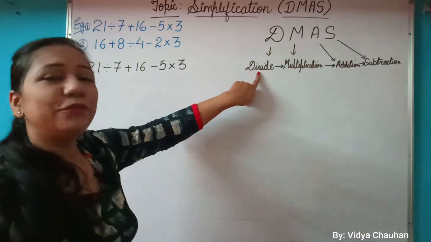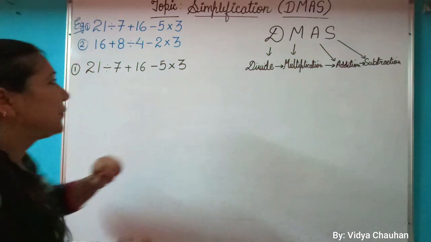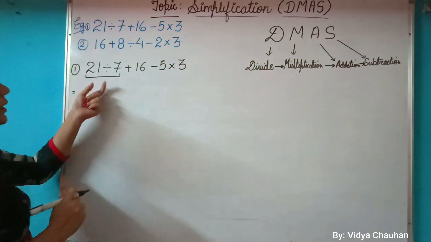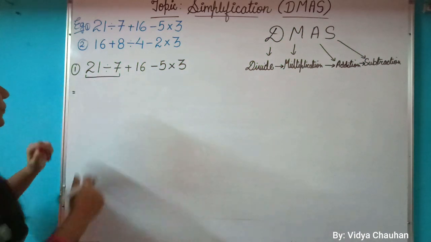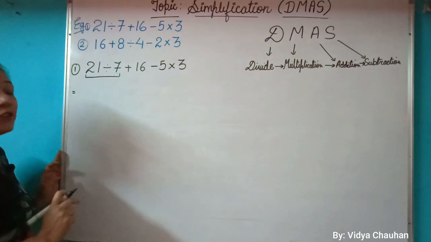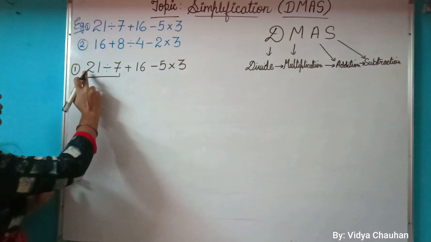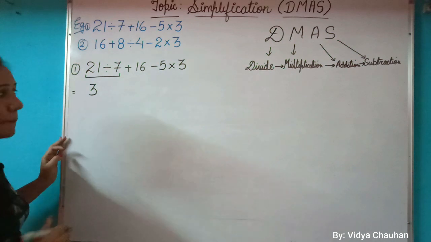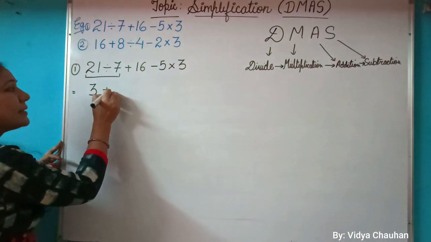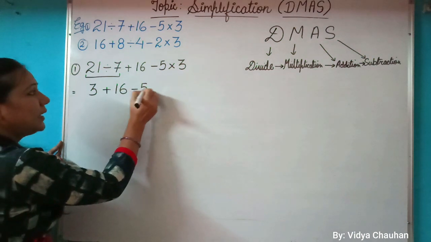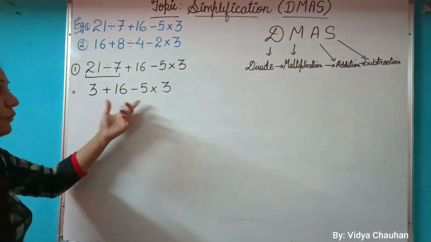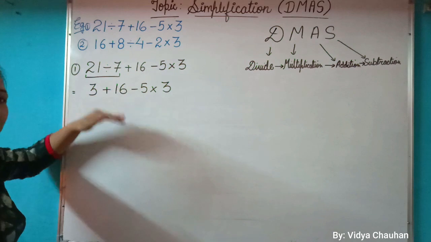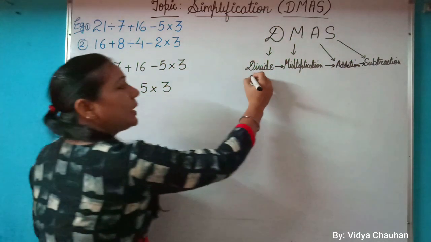According to the rule, the very first thing we have to do is divide. So in the first step, you will divide the terms which have the divide sign. What is 21 divided by 7? 21 divided by 7 will give you 3. The rest of the terms you will copy down as it is: plus 16 minus 5 multiplied by 3. In the first step we only divide, and all the rest of the terms are copied as they are.